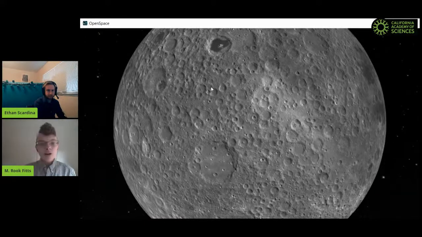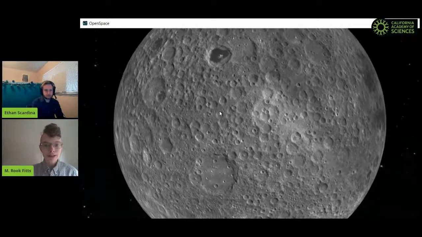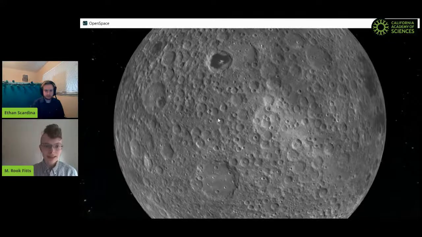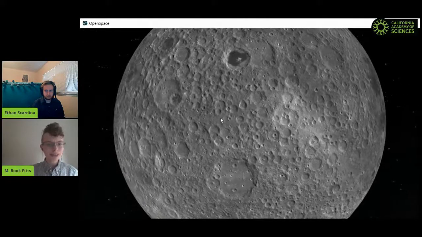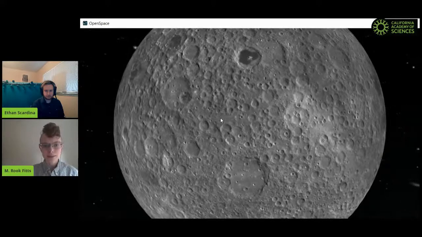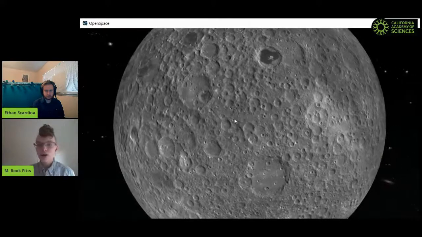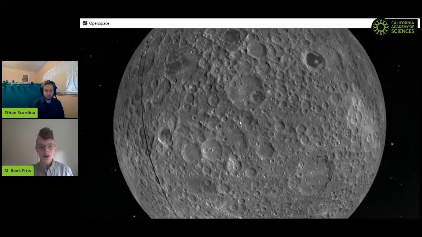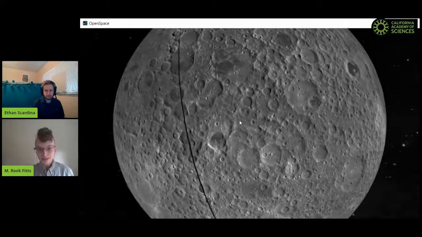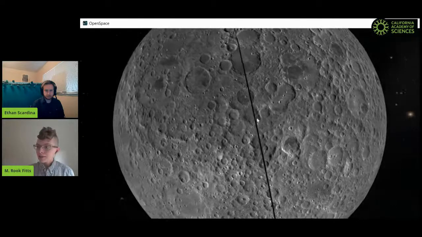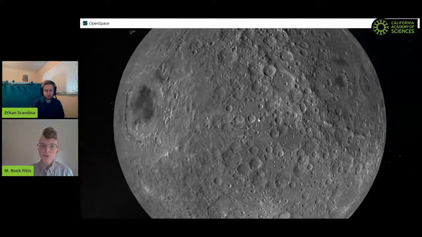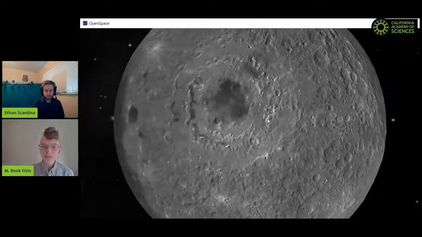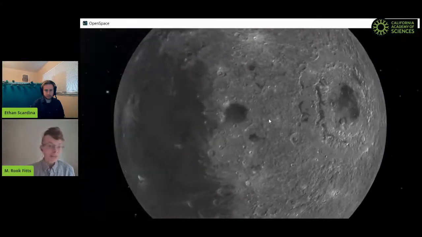So you might also notice as we're looking at the far side that it's a lot less familiar for a couple reasons, not just because we rarely ever see it, we'd have to leave our own planet to do so, but because it looks really different than the near side of the moon does. The near side of the moon has all of these huge dark features called mare. And so the mare are these big shapes on the moon which look darker, smoother, flatter, and we've been looking at them for a really long time.